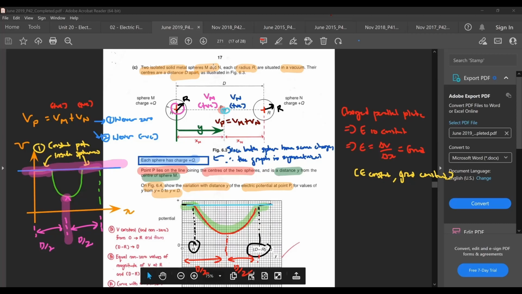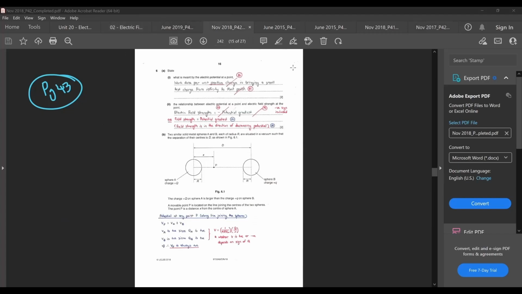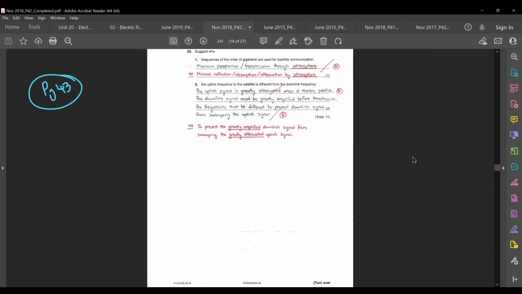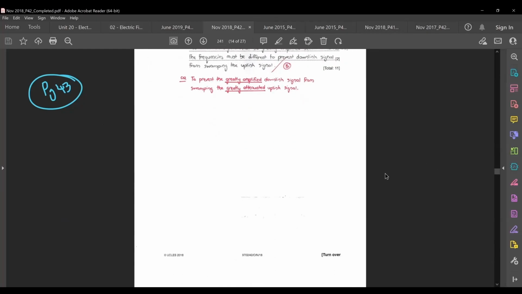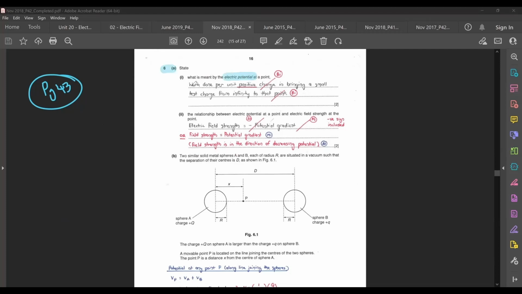This one is going to be page 43 now. Have a look at page 43. This one is November 18 P42. Again, they've been asking this question a lot of times already. Describe what is meant by electric potential at a point. This one, I'll probably just skip this. It's just the work done per unit positive charge in bringing a small test charge from infinity to that point.